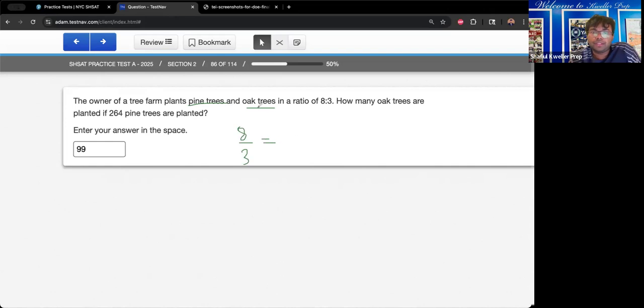But just make sure whatever's on the top should be pine. So 8 and 264 are pine. And then X is not pine. X and 3 are oak. So that's how. Okay, I'm gonna stop going over these questions now.